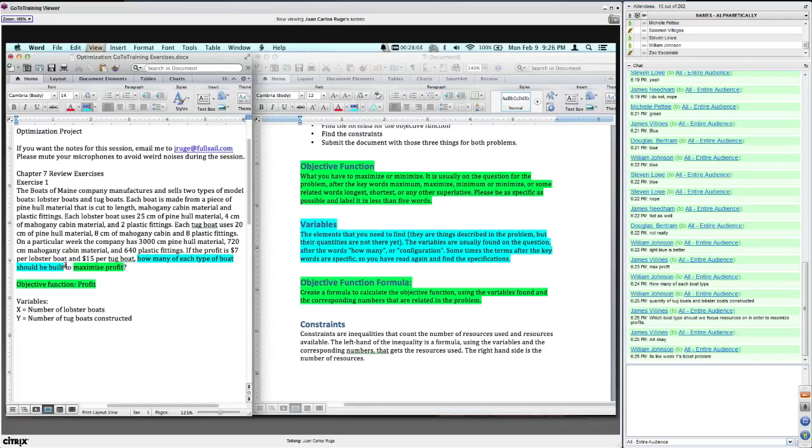Yes, William. That's the reason we put it there, because this kind of problem is going to be almost like that. Now, this is going to be a little bit bigger, but at least you have the idea. And here we have the types of variables we're going to have: two types of model boats, lobster boats and tugboats. And this is blue.